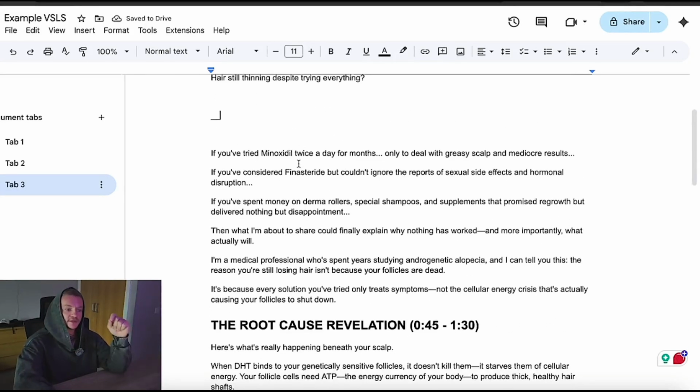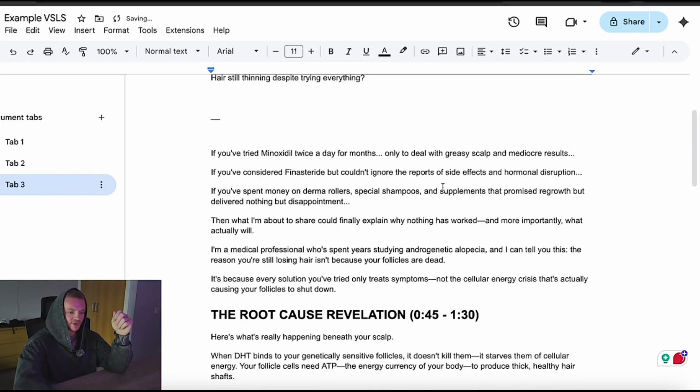Now, I already liked this. It gave it as a hook and lead, but I already like this for our lead because it's very solution aware, and we're calling out the exact things that we want to call out. You've tried minoxidil twice a day for months only to deal with a greasy scalp and mediocre results. You've considered finasteride but couldn't ignore the reports of sexual side effects and hormonal disruption. I'm just going to take out the word sexual, just to put my mind at ease for compliance.